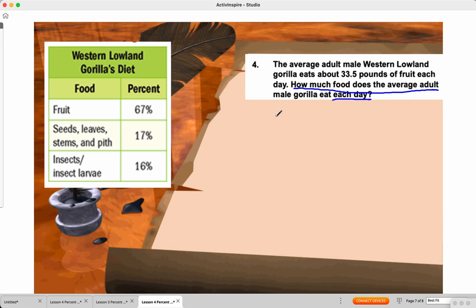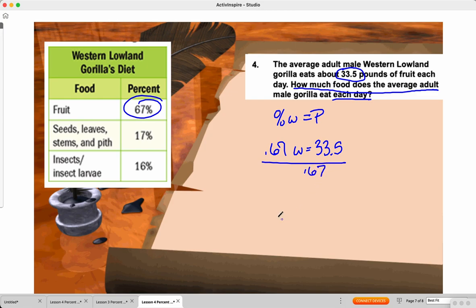So if I remember my formula, it's percent times the whole equals the part. Well, I've got the part right here. I've got 33.5, that's the part. What percent is that? That's where I come over to my table and go, oh, 0.67 W equals 33.5. So this is where I'm going to go ahead and divide both sides by 0.67. And I'd end up going, okay, 33.5 divided by 0.67.